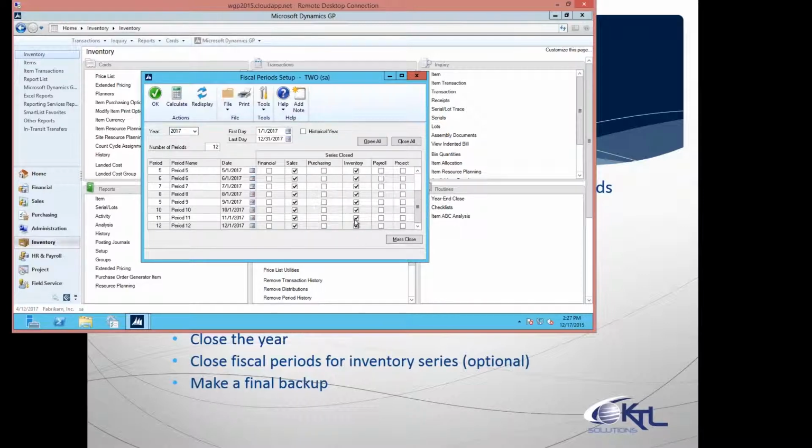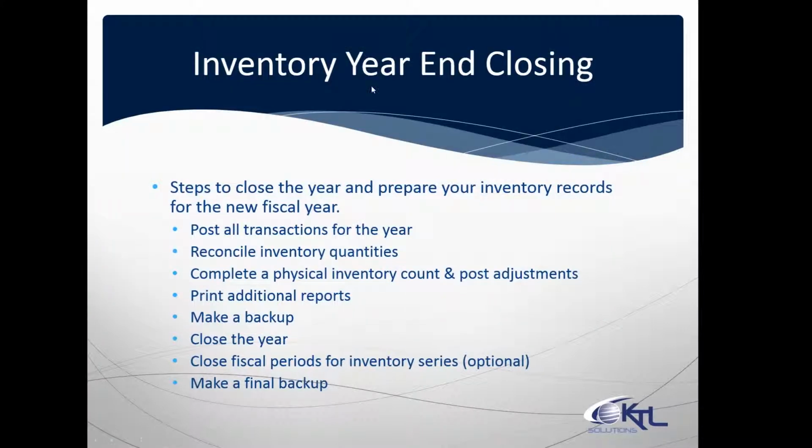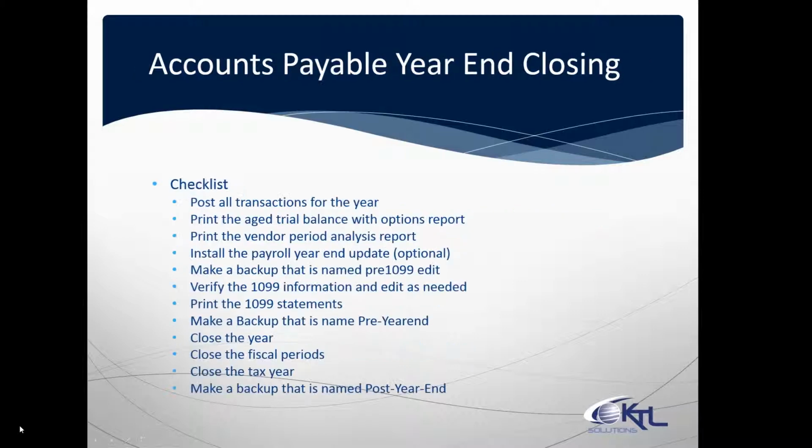Once we've done that step, you can go in under utilities and run a reconcile of your items to make sure that all your items are correct. After you do your physical inventory count and post any adjustments back up here in transactions, you're ready then to do a backup and then process year-end close. Our year-end close processes are all run through the routines menu. You go to routines, year-end close.